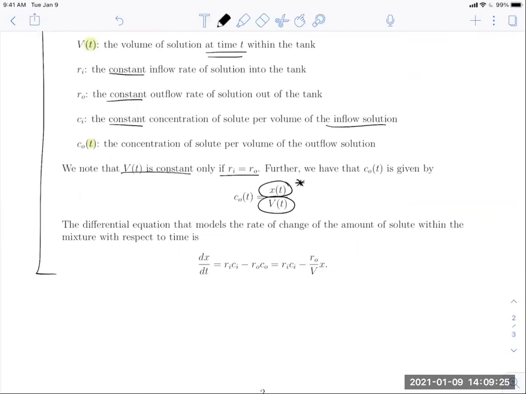The amount of solute is changing with respect to time by taking the rate of the inflow times the concentration of the inflow minus the rate of the outflow times the concentration of the outflow. And you'll notice here that this equation is just plugged in right here.